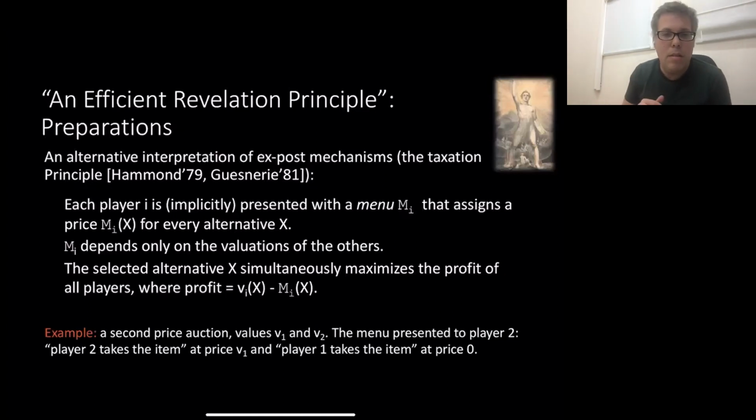Just to make things a little bit more concrete, suppose we have a second price auction with values V1 and V2. V1 is the value of bidder 1, and V2 is the value of bidder 2. The menu that is presented to player 2 is: player 2 takes the item at price V1, and player 1 takes the item at price 0. And player 2 will prefer the option where he takes the item if V2 is greater than V1, otherwise he prefers player 1 to take the item. Okay, so that's a menu.